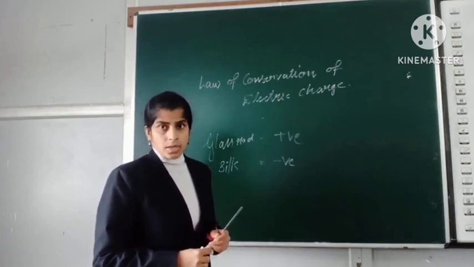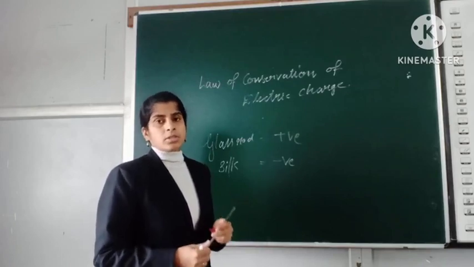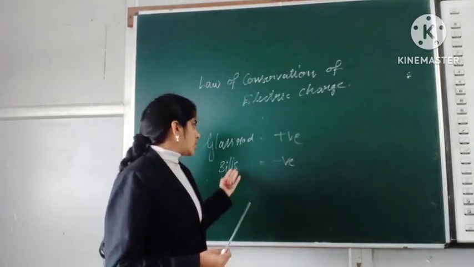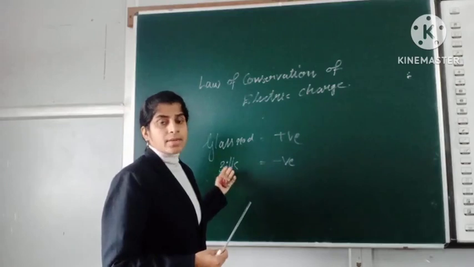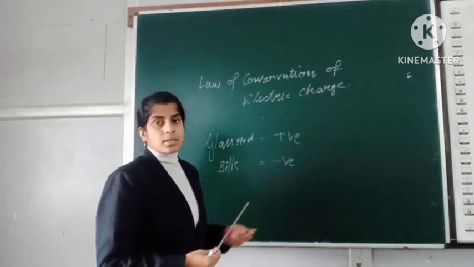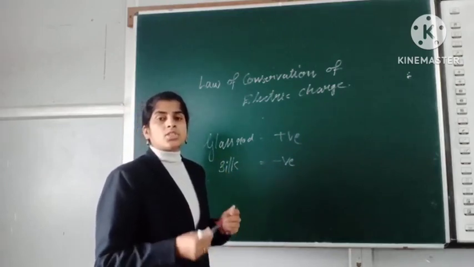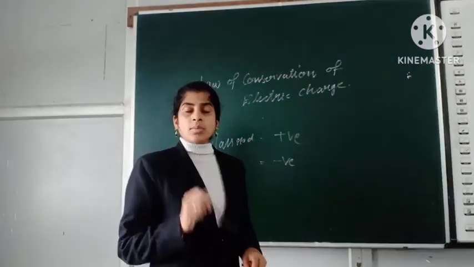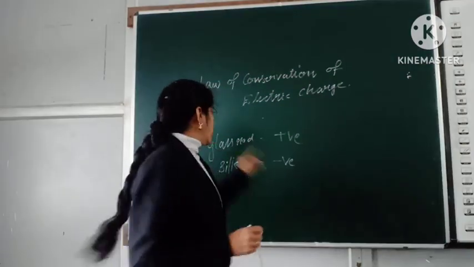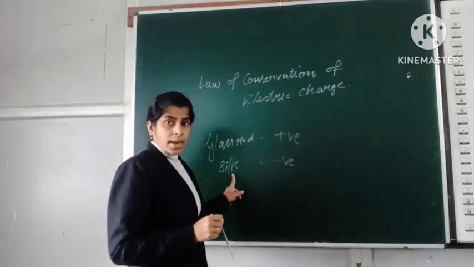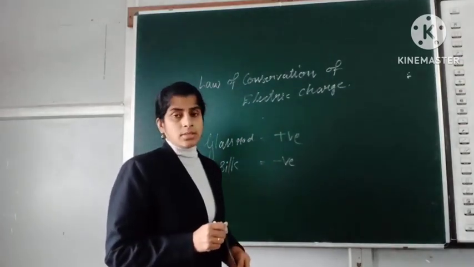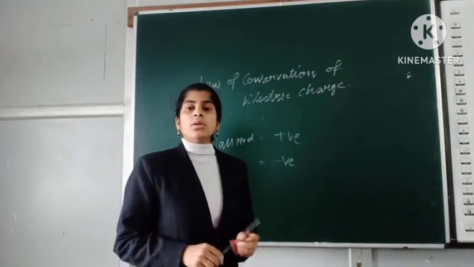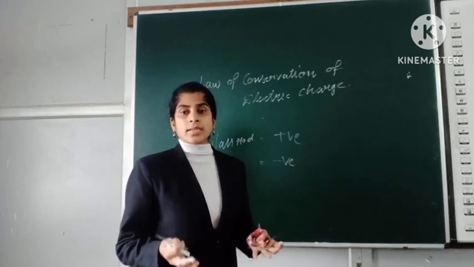See here, in both cases, the glass rod and silk, and the ebonite rod and cat skin, the charges remain the same. The total number of electrons in the system remains the same. So here, electric charge is conserved.